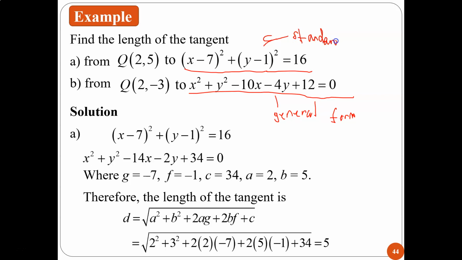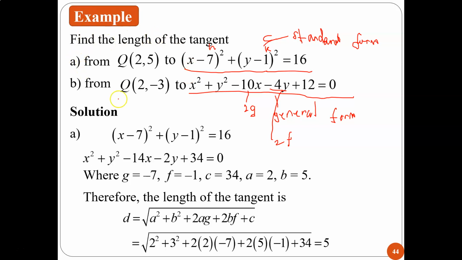Standard form tu apa maksud dia? What does it mean by standard? Standard form means you are using H and K. This is your H, this is your K. This is your H, this is your K. And how about this? This one is your 2G, kan? The general form, kan, this one is 2G. This one is 2F. This one pula adalah 2F. So what you have, we're going to see the B letter.